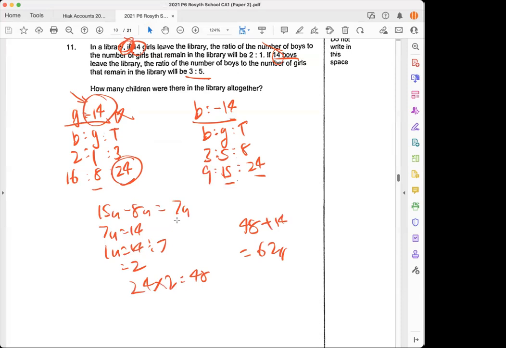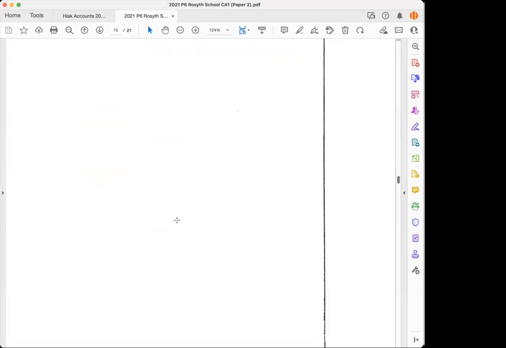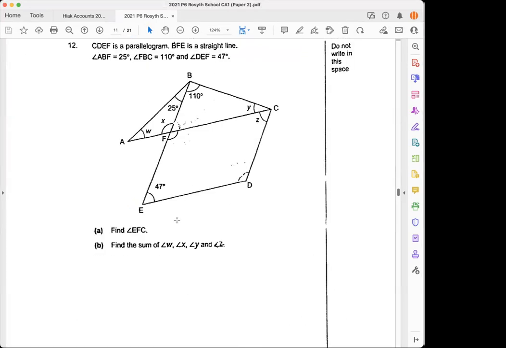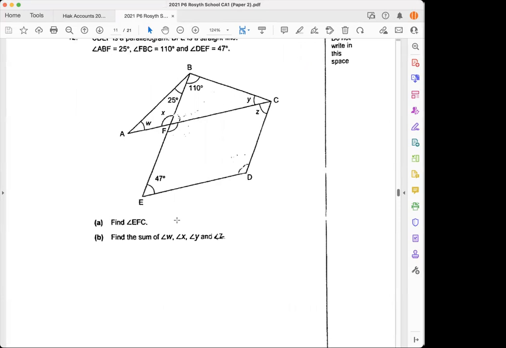Let's continue with question number 12. Another angle question. So CDEF is a parallelogram, BFE is a straight line, ABF is 25, FBC is 110, DEF is 47. So let's do the first question. What's angle EFC? Where's EFC? So we are talking about this EFC.